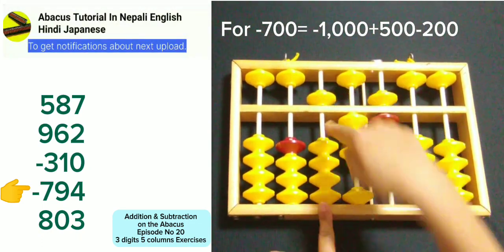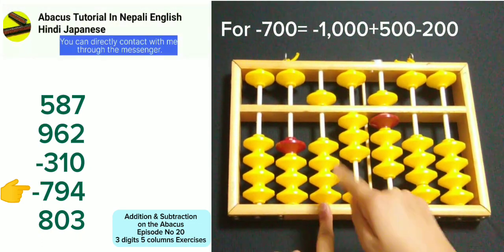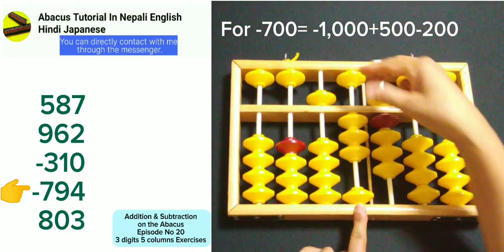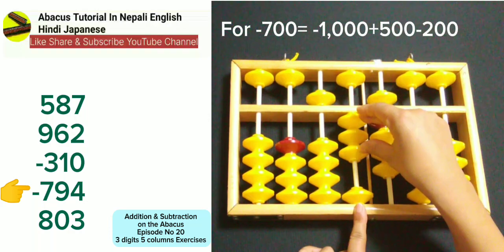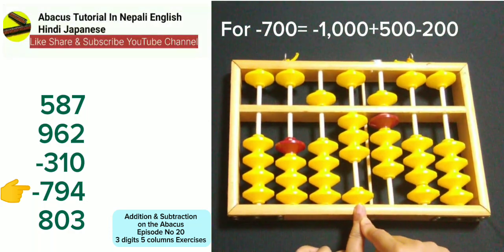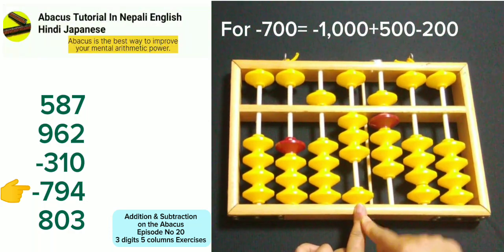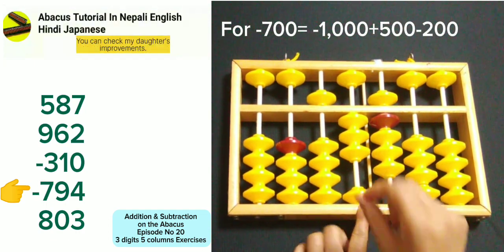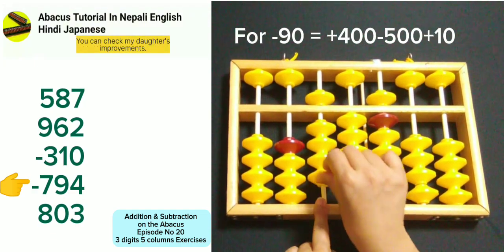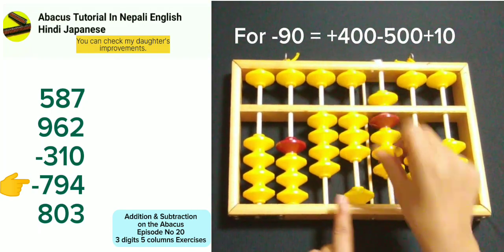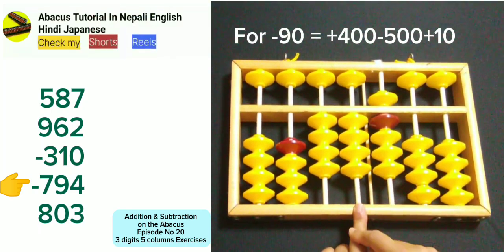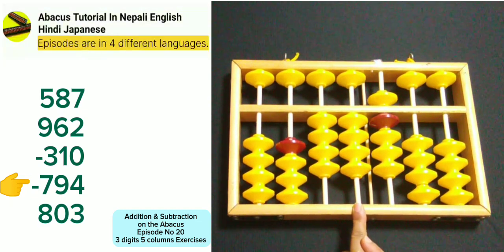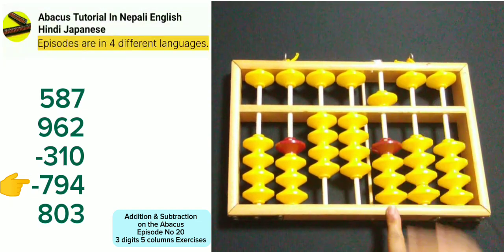So this one we reduced 700, and for 90 you have to borrow this 500 because we have only 3 here on 10th rod. So to reduce 90, 9 from 10th rod, you have to add 4, reduce this 5 and add this 1 on the tens place. We reduce 90 and last one is 4. So reduce 4 like this.